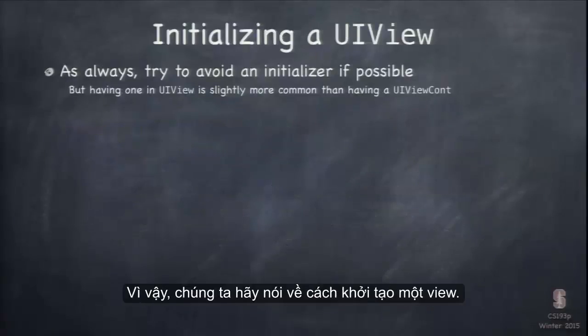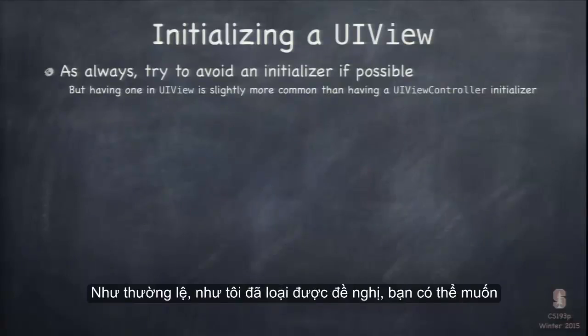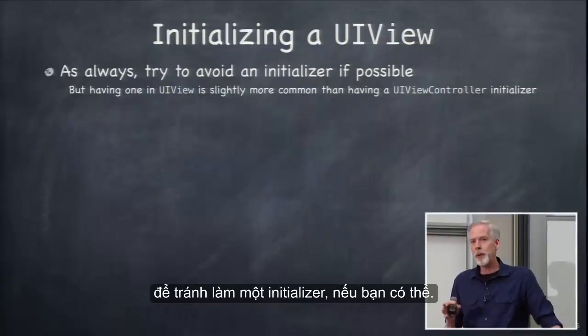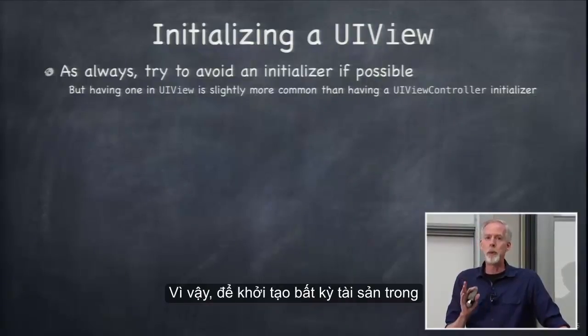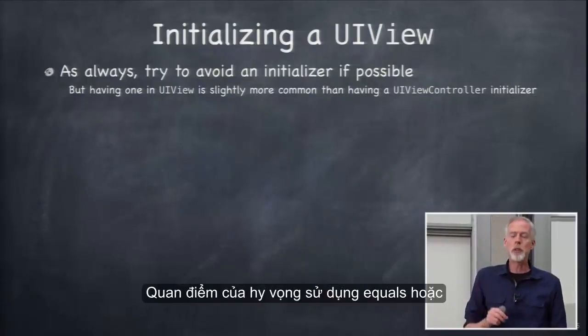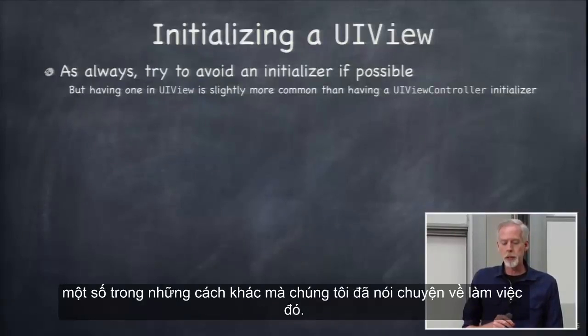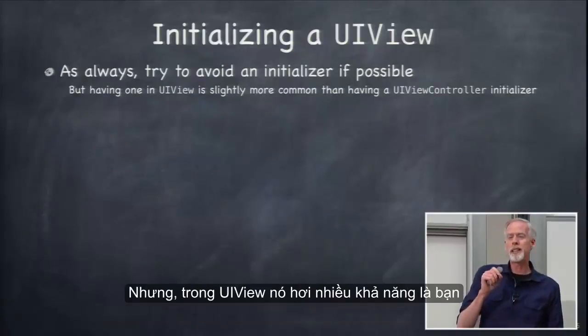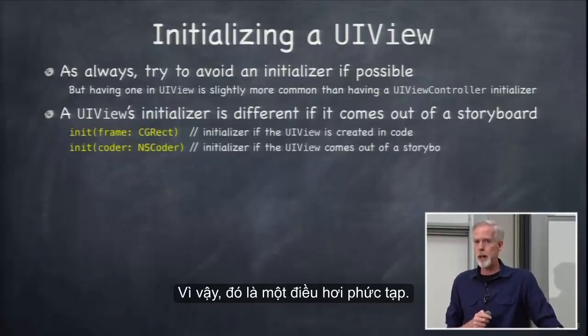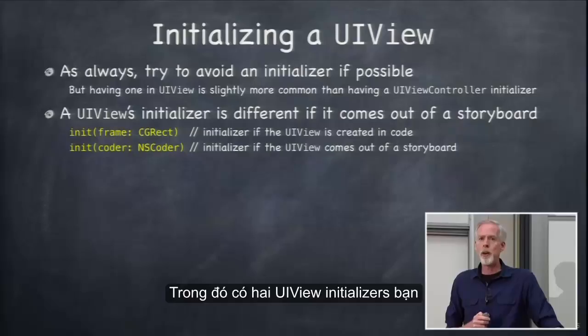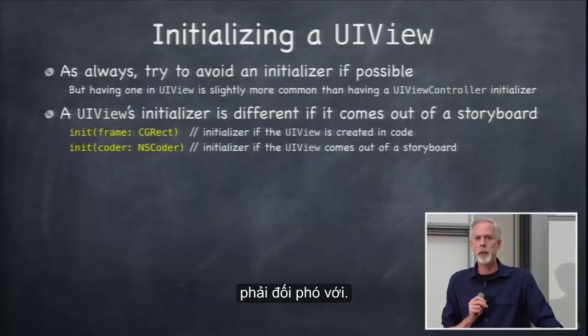Okay? So let's talk about initializing a view. As usual, as I've recommended, you probably want to avoid doing an initializer if you can. So initialize any properties in your view, hopefully using equals or some of the other ways we talked about doing it. But in UI view, it's actually slightly more likely that you might want to have an initializer. So it's a slightly complicated thing, only slightly, in that UI view has two initializers that you have to deal with. And that's because UI views can be created in two different ways.